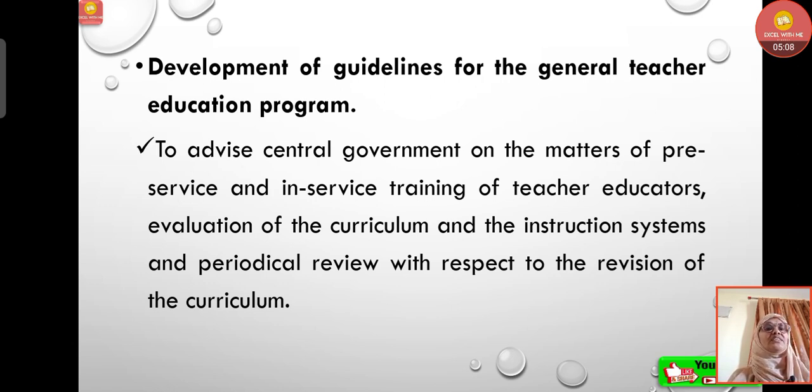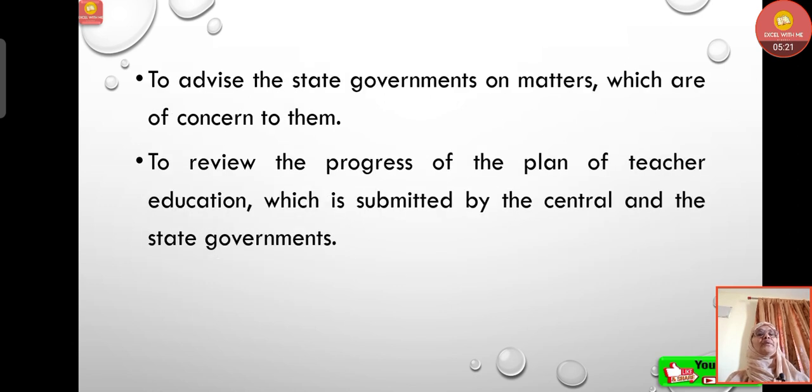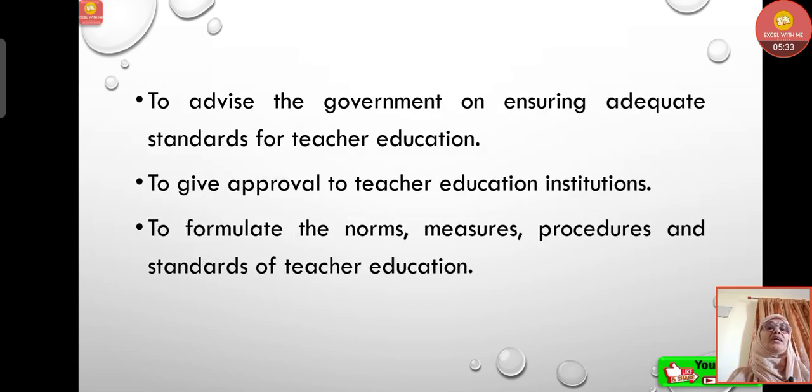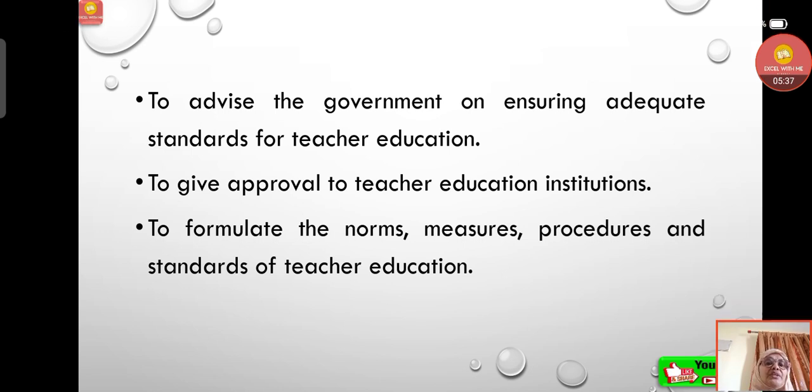Number 1, to advise central government on the matters of pre-service and in-service training of teacher educators, evaluation of the curriculum and the instruction systems, and periodical review with respect to the revision of the curriculum. Then to advise the state governments on matters which are of concern to them. Then to review the progress of the plan of teacher education which is submitted by the central and the state governments. To advise the governments on ensuring adequate standards for teacher education.